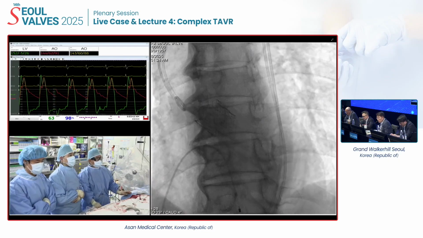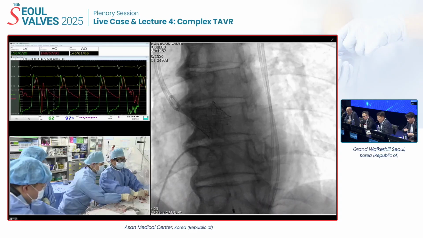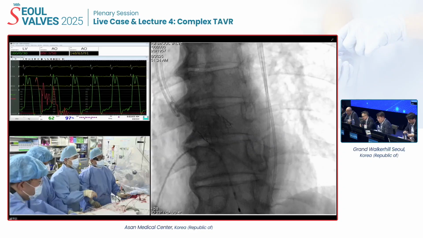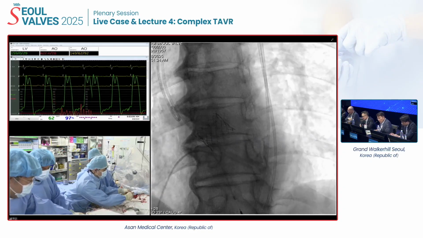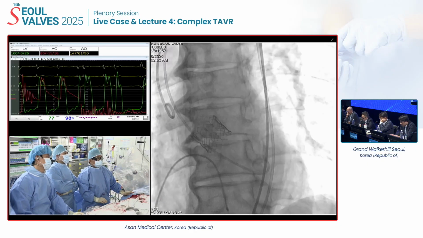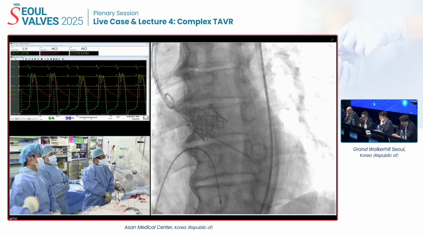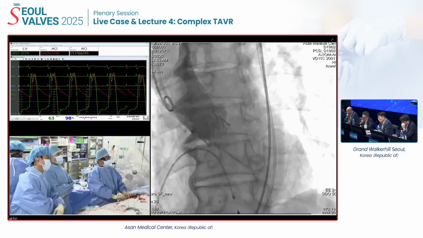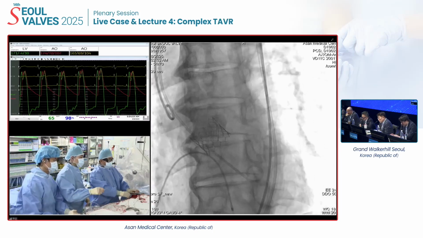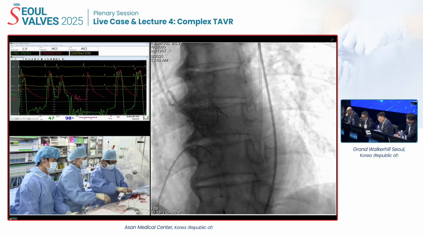Hemodynamically perfect, right? No gradient, diastolic is almost perfect, normal. Dicrotic notch too. Ready? So we can see the very minimal PVL. I'm not sure whether this is paravalvular or valvular, but the diastolic is very high. Perfect. I'd like to remove the pigtail.